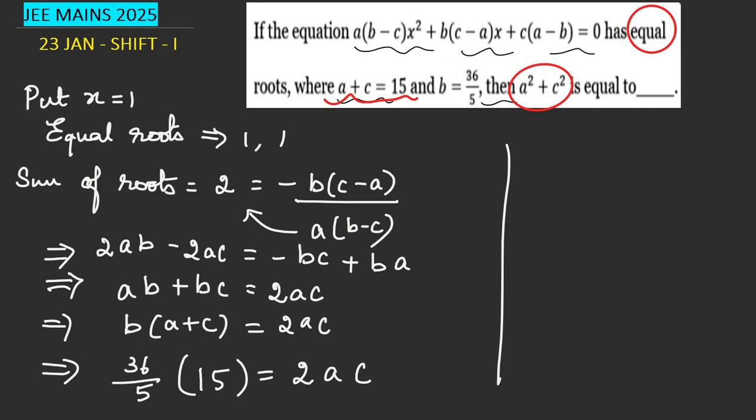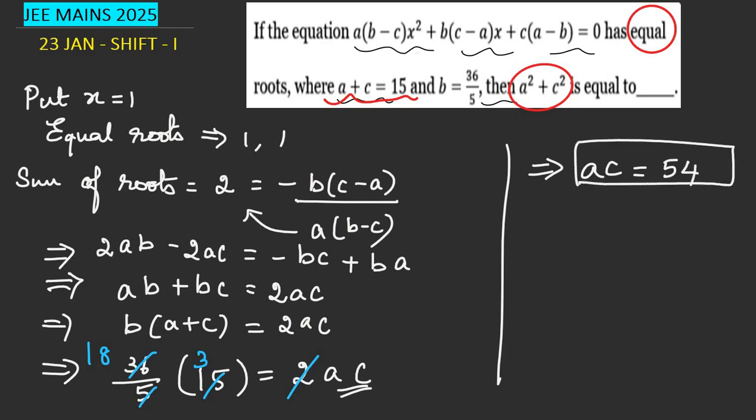Now 2 and ac. 2, 36, 18 times. 5, 15, 3 times. Now this gives us 18 into 3, which gives us here ac. ac is equal to 54. Now we have got ac is equal to 54.